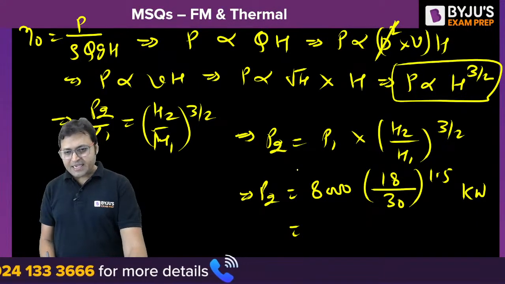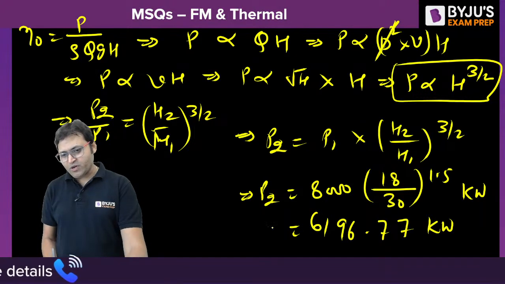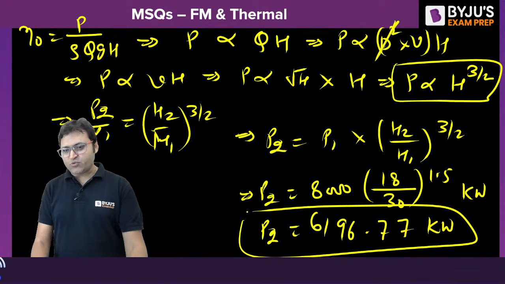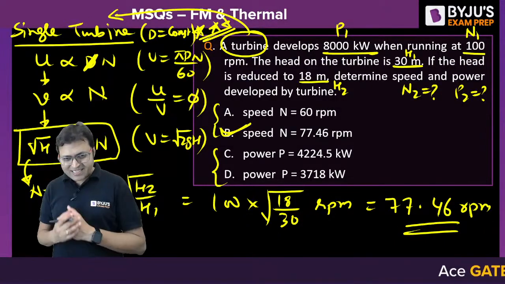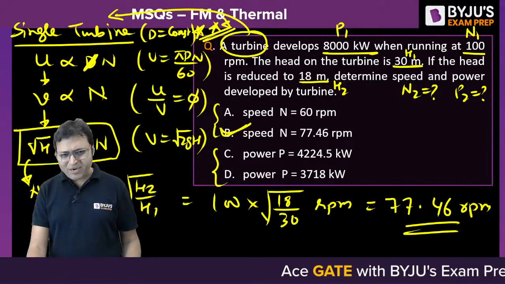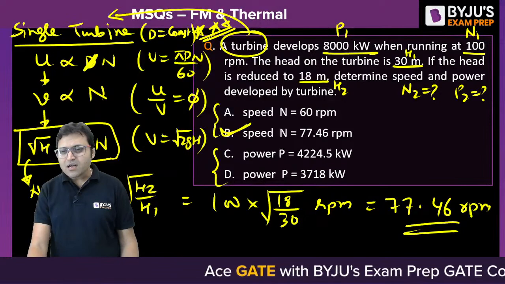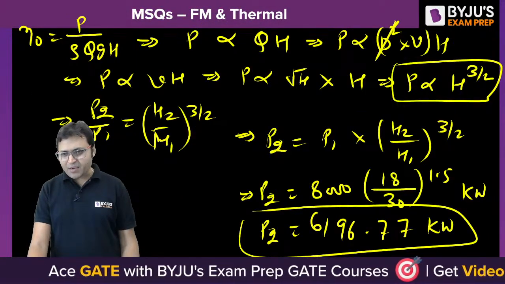6196.77 kilowatt. That will be the value of P2. 6196.77. What happened? Is there any problem? Did I commit any mistake?